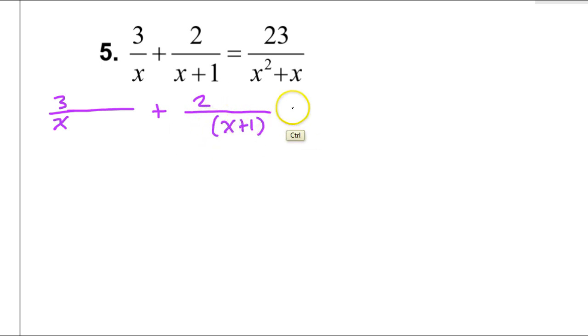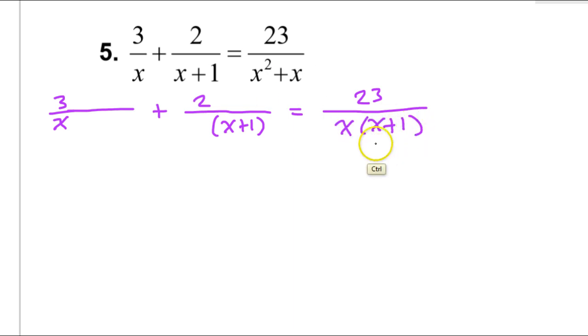Let me give it a little bit more space. Equals 23 over, and I'm going to go ahead and factor out the GCF, so that's going to be x times x plus 1. So the key to solving rational equations is making all of the denominators the same.